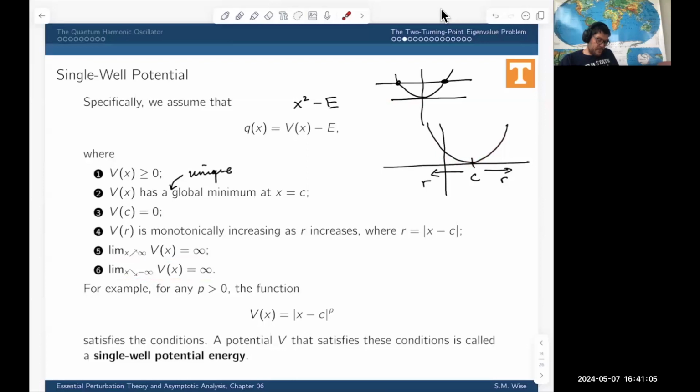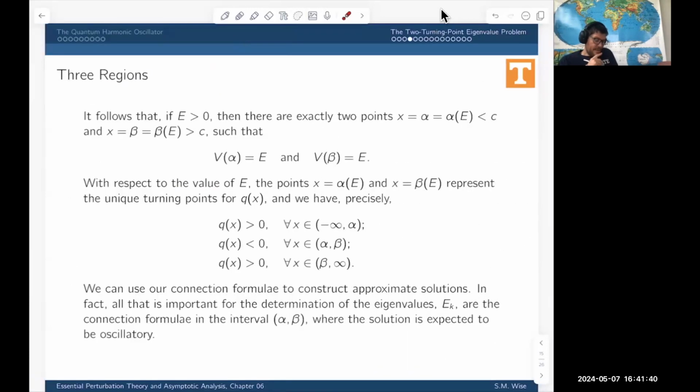A very simple example of this might be a function which looks like this: absolute value of x minus c raised to some positive power p. That would certainly satisfy the conditions that we have here. Any potential V that satisfies this is what we're going to call a single well potential energy. And you can have double well and triple well potential energies, but this one's the most important for our purposes. Essentially it looks like a generalized parabola. So it follows that if we have a generalized parabola for our potential, then there are going to be exactly 2 points, for every given positive energy, where the Q function, which is V minus E, is exactly equal to 0.